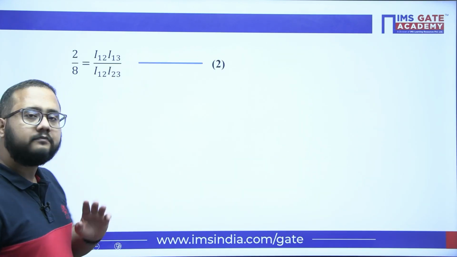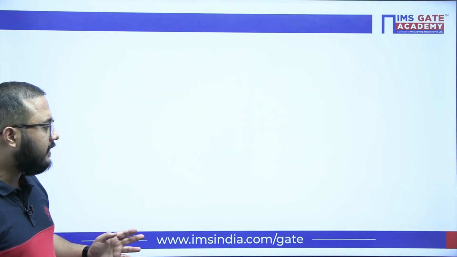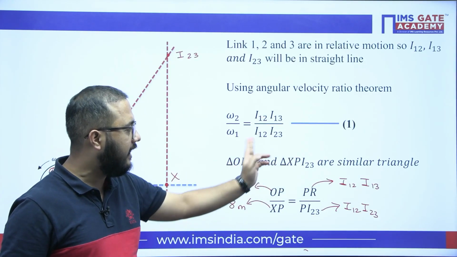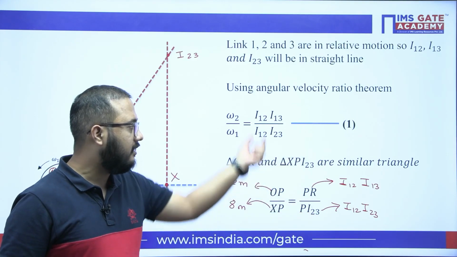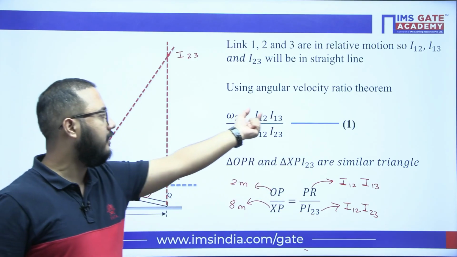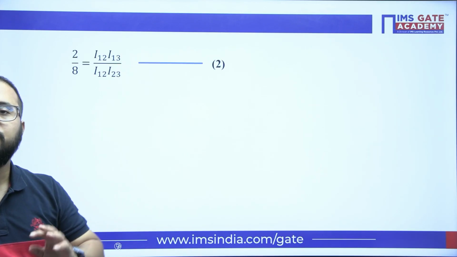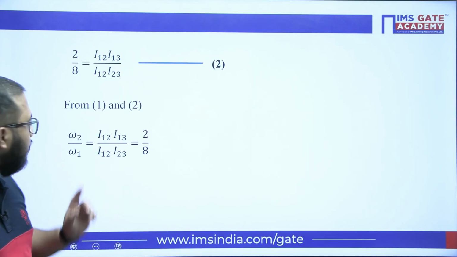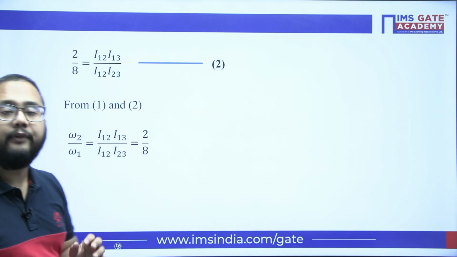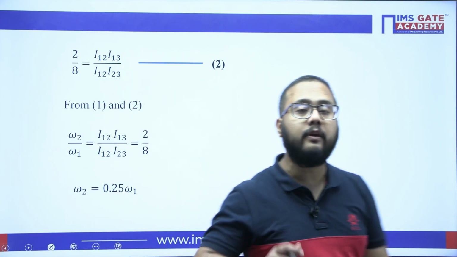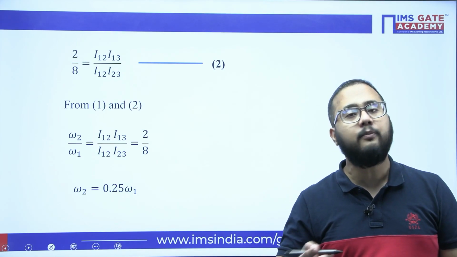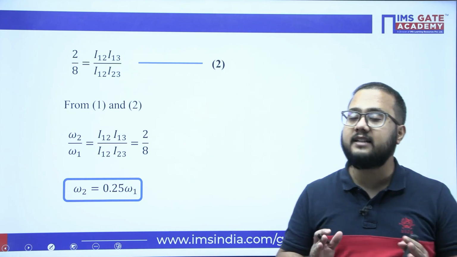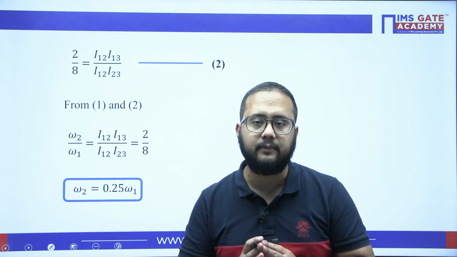Now next. So 2 by 8 it will be there, because this is I12 I13 over I12 I23. So that ratio is equal to 2 by 8. So directly I will write 2 by 8 here. Okay. So omega 2 by omega 1 will be 2 by 8, right? And finally your answer will be omega 2 equals 0.25 times omega 1. So that will be the answer of this particular question, which was asked in GATE 2023 examination.